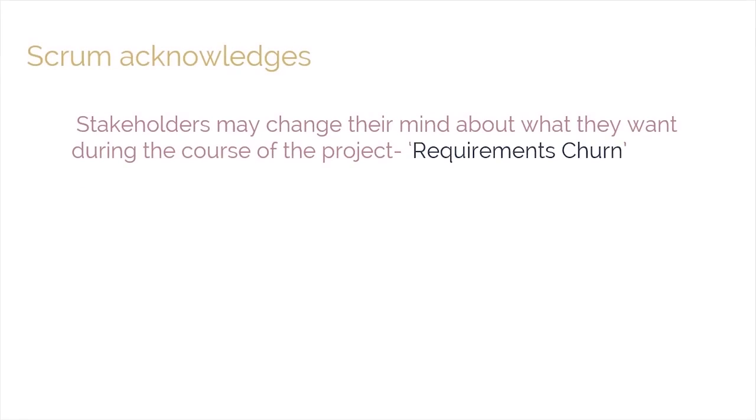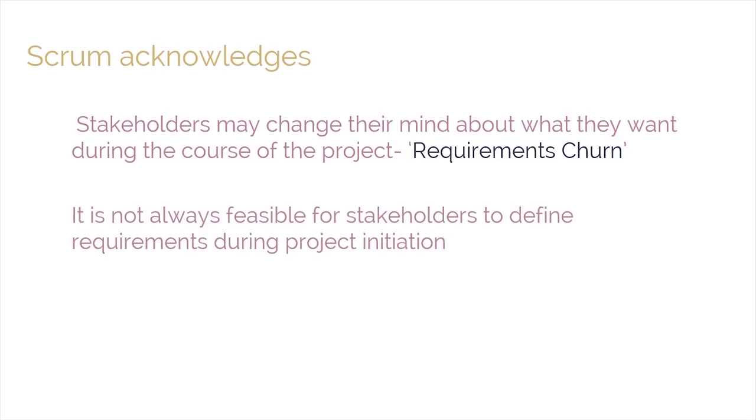A primary principle of Scrum is its acknowledgement of the following. First, stakeholders, for example, customers, users, and sponsors, change their minds about what they want and need throughout a project, which is sometimes referred to as requirements churn. Second, it is very difficult, if not impossible, for stakeholders to define all requirements during project initiation.